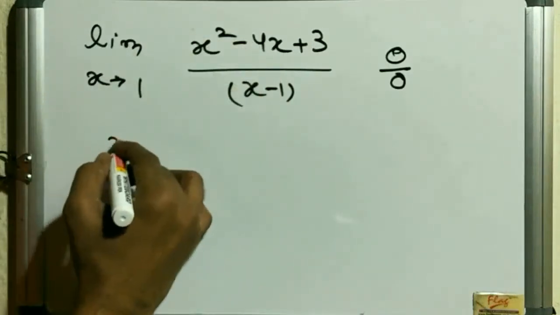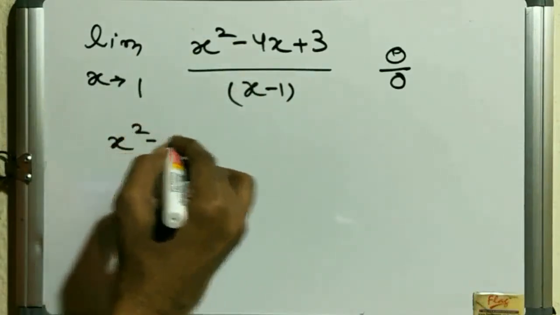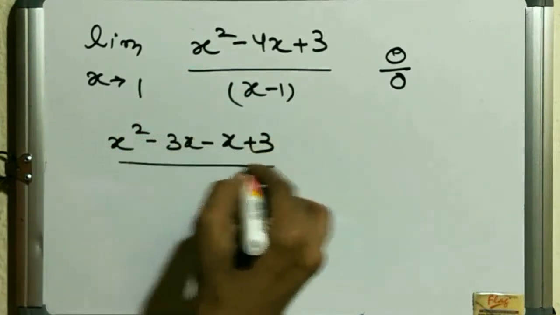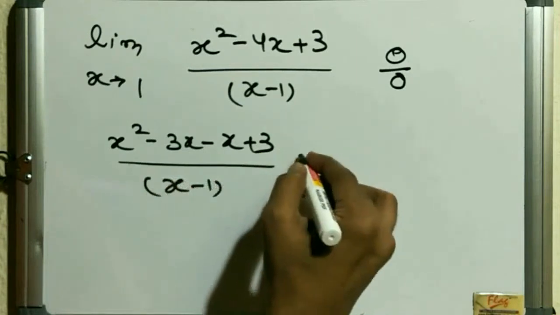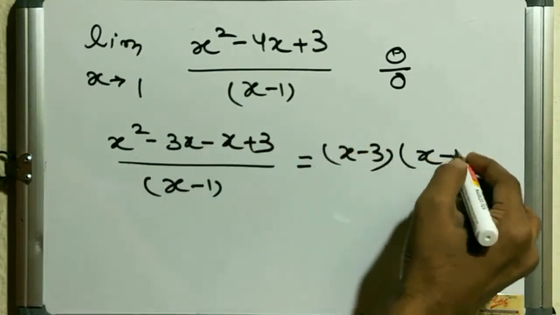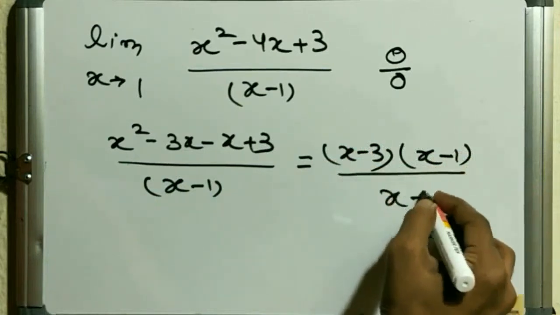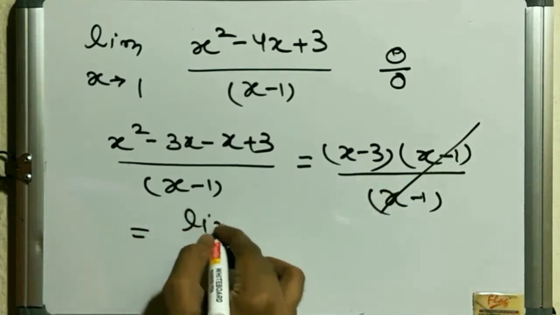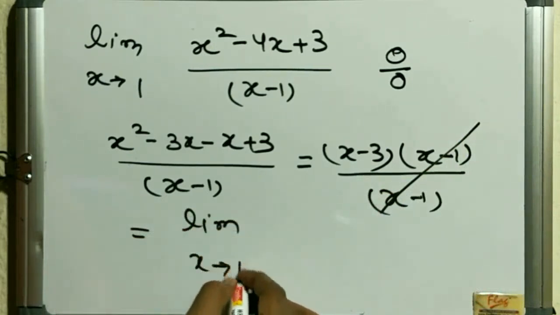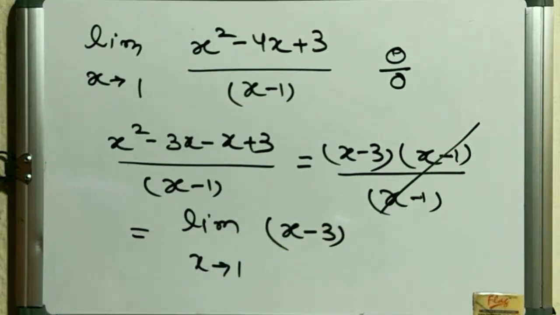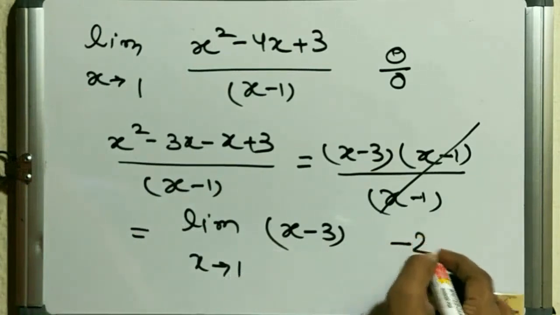Let us write this expression as (x square minus 3x minus x plus 3) divided by (x minus 1), which will be (x minus 3) into (x minus 1) divided by (x minus 1). So the limit will be limit x tends to 1 of the function x minus 3. And now when we put x equal to 1, we get the value minus 2.